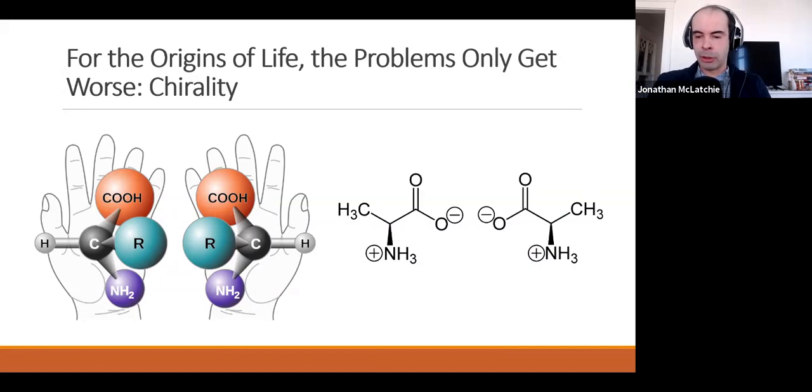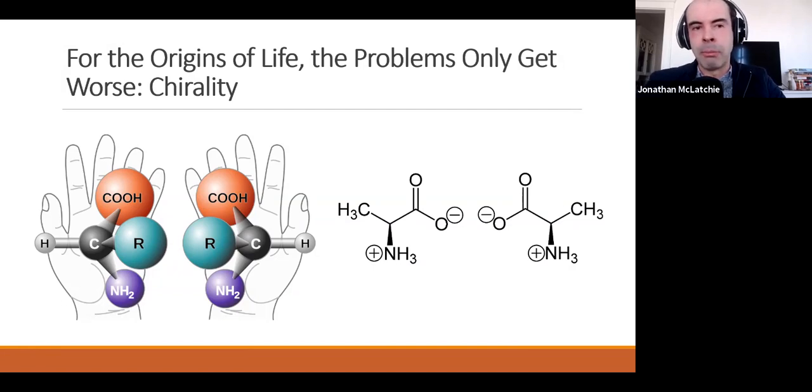Whereas when you have experiments that produce sets of amino acids, such as the famous 1953 Harold Urey and Stanley Miller experiment, what they were able to produce was what's known as a racemic mixture of amino acids, where you have approximately a 50-50 mixture of left-handed and right-handed isomeric forms. And that's no good. You need all of one-handed isomeric form.